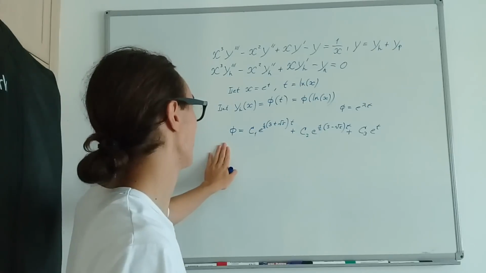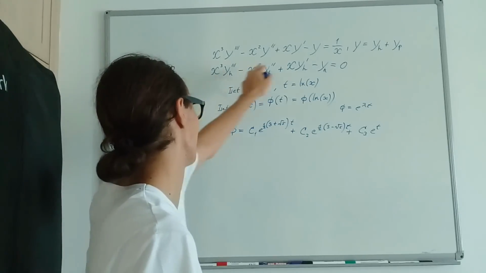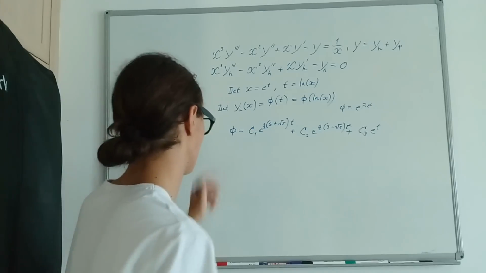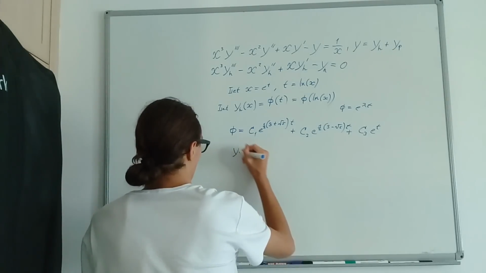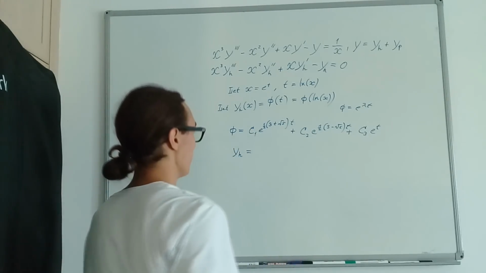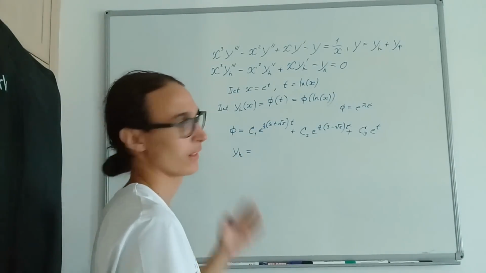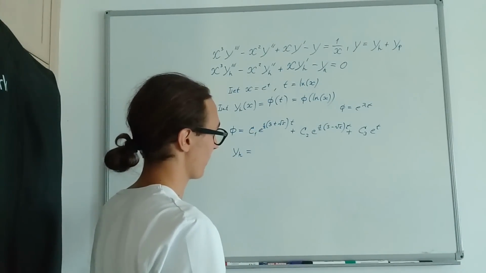So cool, this is a solution for phi, but that's not a solution to this thing. So we have to substitute back now. And that's easy, because to get our homogeneous solution, all we have to do is substitute t with ln of x. And come on, what's e to the ln of x?